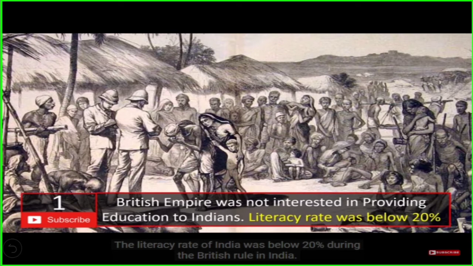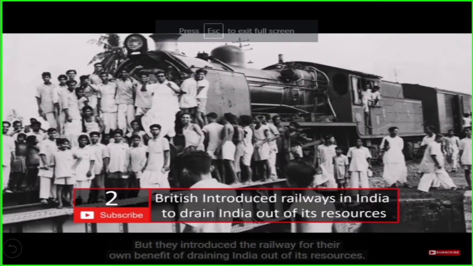nearby 20%. And the second main motive of the British Empire was they introduced railways in India, not to improve or increase the means of transportation, but again their selfish motive. What was their motive? Their motive was to drain India of its resources. Whatever resources India has, they wanted to take all those things to their native countries to fulfill the demands of the people in their nation, in their countries.